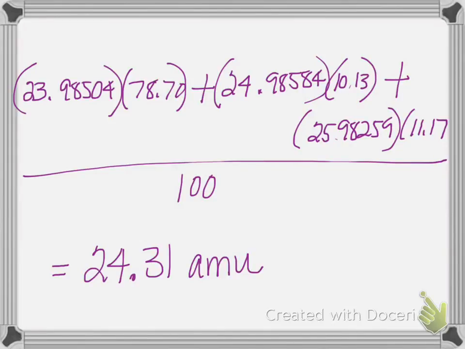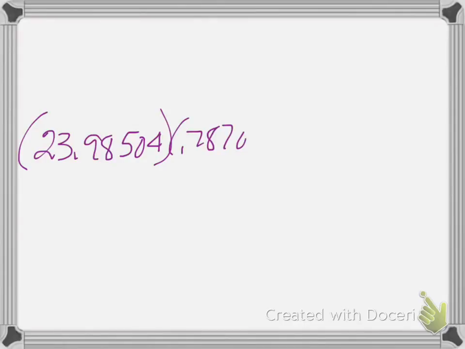The alternative way to do that, if you don't like to divide by 100, is I could have said the mass 23.98504 times 0.7870, plus the rest of the problem. If I do it that way, do I divide by 100 at the end? No. So whichever way you like is fine with me.